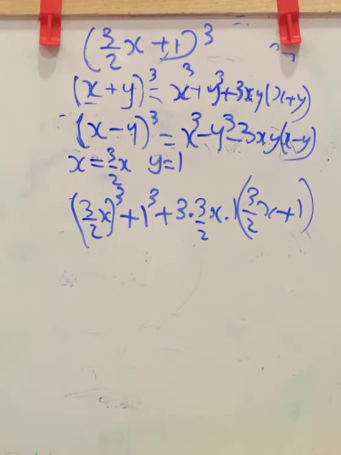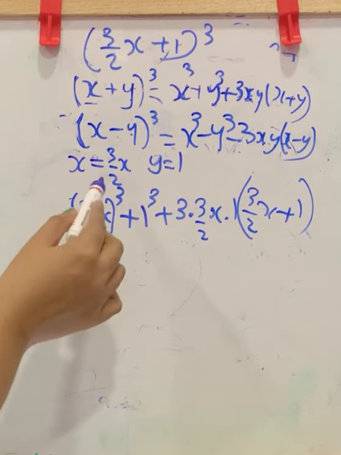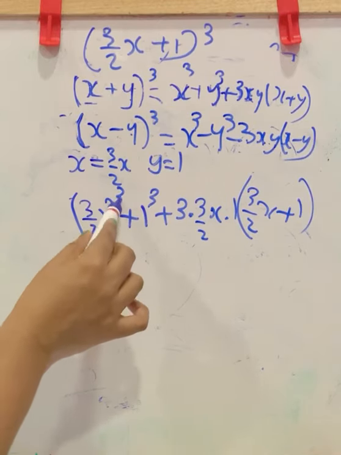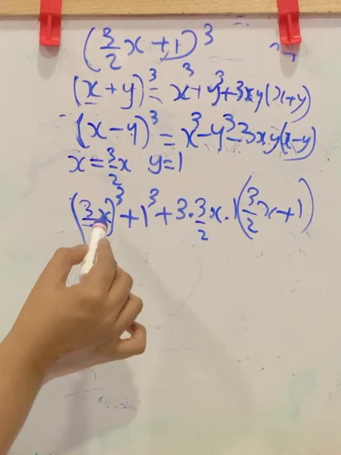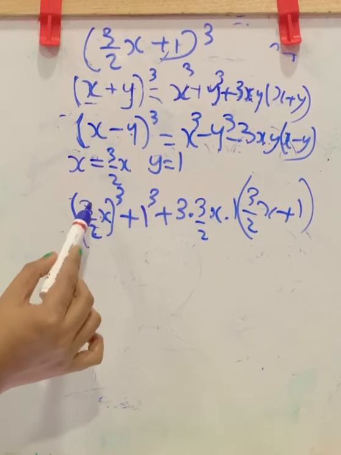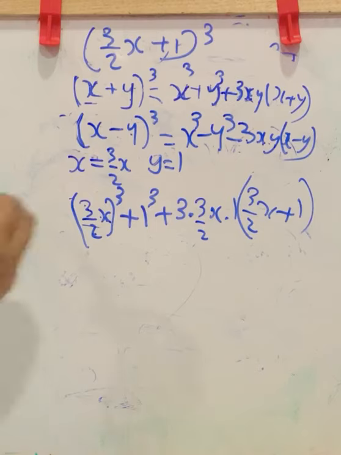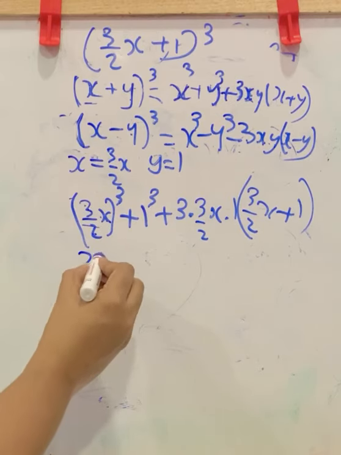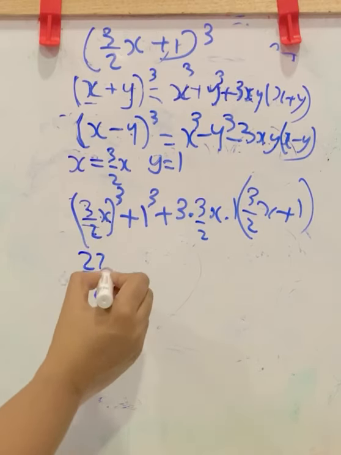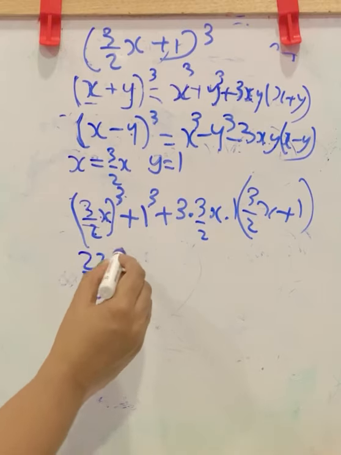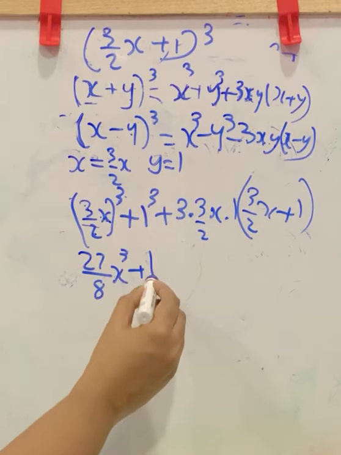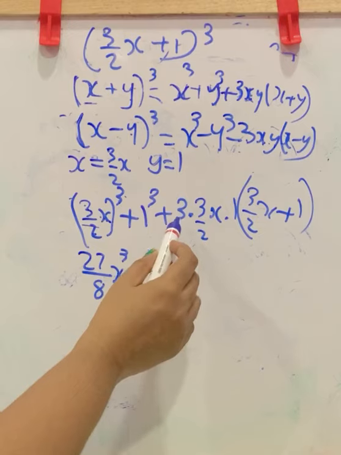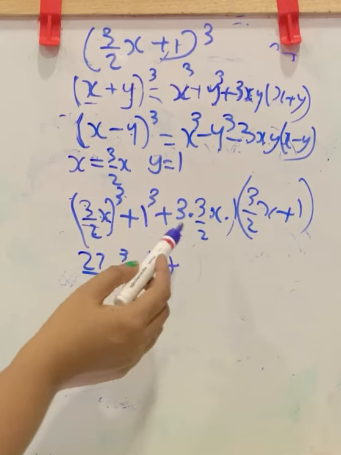Close the bracket. Now, here (3 by 2 x) cube means 3 cube by 2 cube into x cube. Each terms you want to take the cube. So 3 cube is 27 by 2 cube is 8 and x cube is x cube. Plus 1 cube is 1. Plus here take the product of these terms.